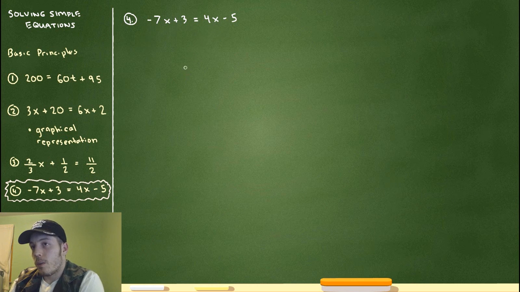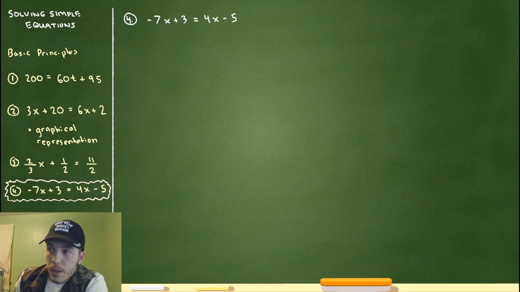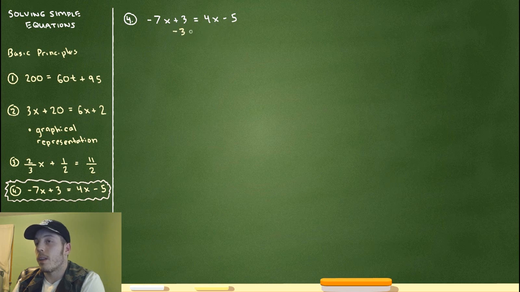Okay, so we want to try to move our constant numbers to one side and our variables to the other side. So our constant numbers are positive 3 and negative 5. So let's see. Let me subtract 3 from the left side of the equation, and we'll do the same thing on the right.